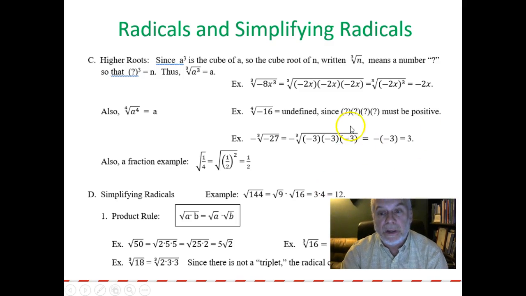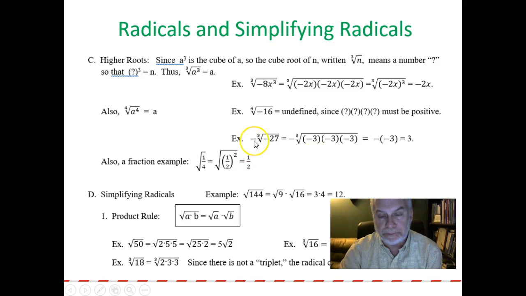So, now, what if you have the fourth root? Well, the fourth root of a number means finding some number that when you multiply it by itself 4 times gives you the number inside. Now, the fourth root of negative 16 is going to be undefined because there's no number that when you multiply it by itself 4 times is going to be negative. It's always going to be a positive number. And you can see that if you try various numbers.